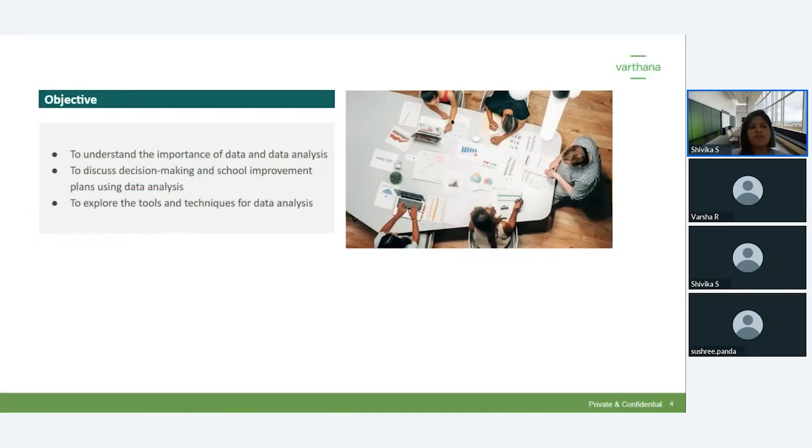So today we'll focus on understanding the importance of data and data analysis, to discuss decision making and school improvement plans using data analysis, and also we'll be exploring some tools and techniques for effective data analysis.